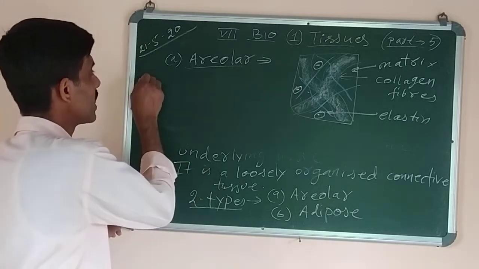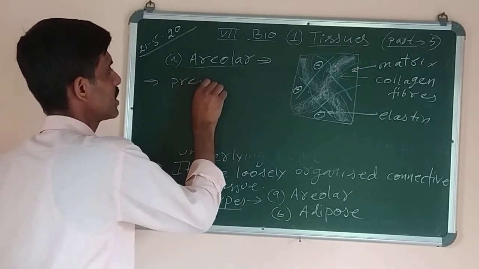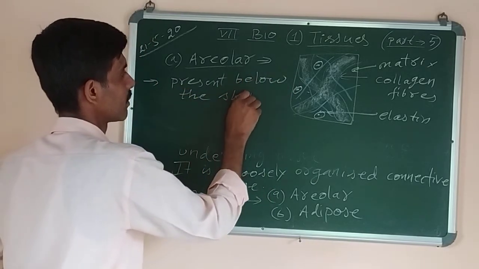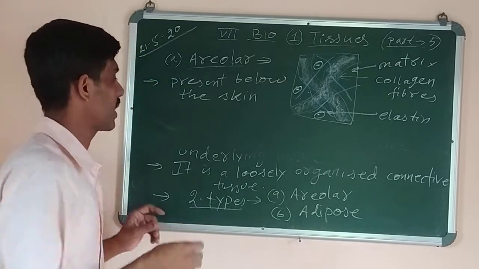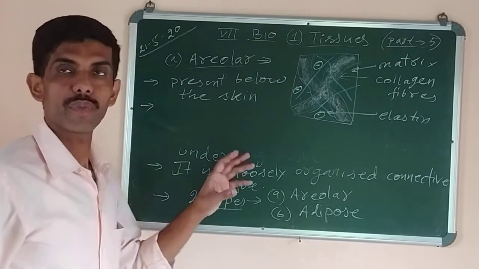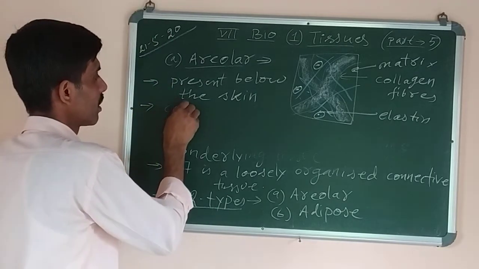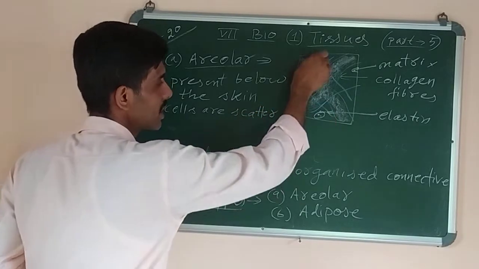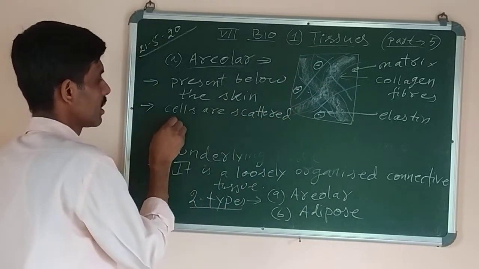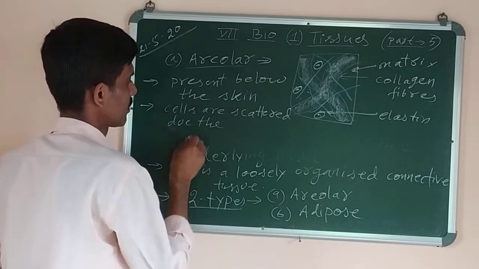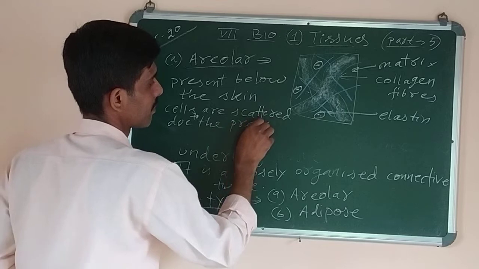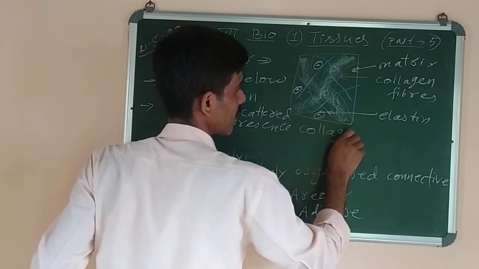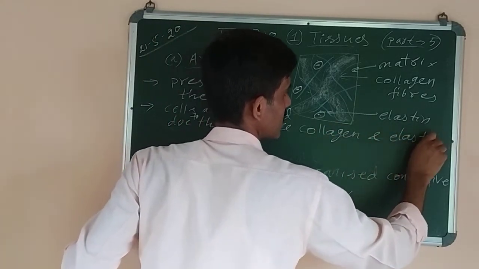Now it is present below the skin. Where is areolar tissue present? It is present below the skin. It is made up of cells that are scattered. You can see one cell is here, another one is here. Cells are scattered due to the presence of collagen and elastin fibers.